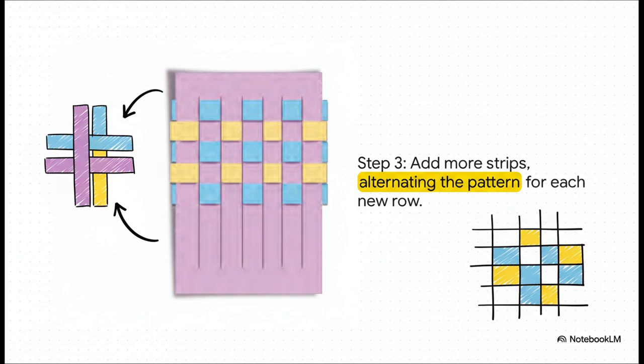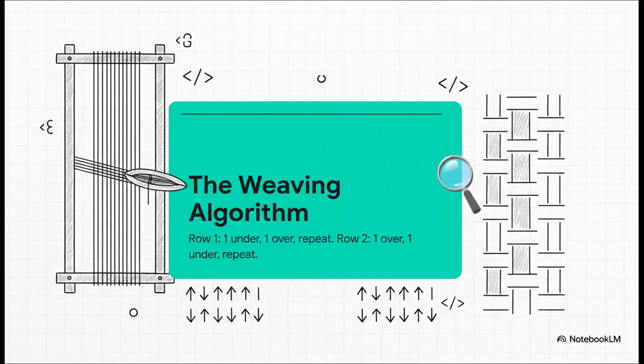Now this is where the magic really starts to happen. With the next strip, you do the complete opposite, one over, one under. And just like that, with those two simple opposing moves, you start to see a stable, interlocking checkerboard pattern appear right before your eyes. Okay, so here's the crucial point.